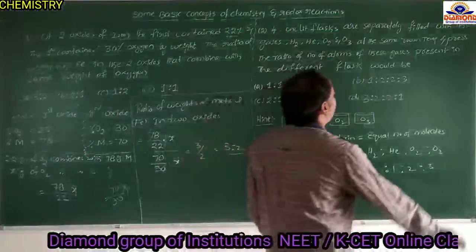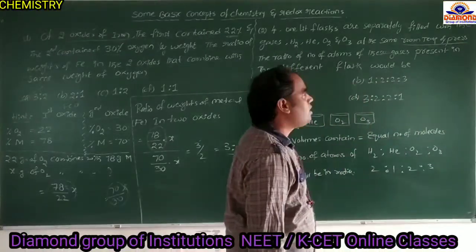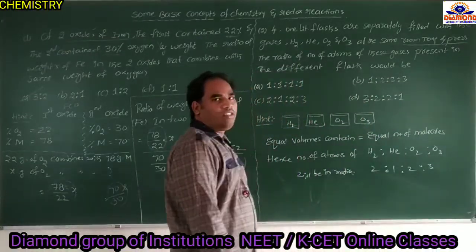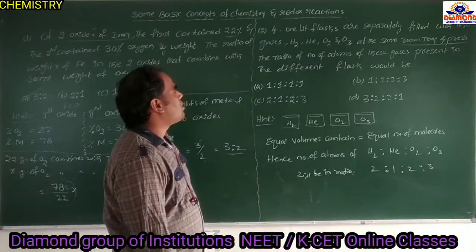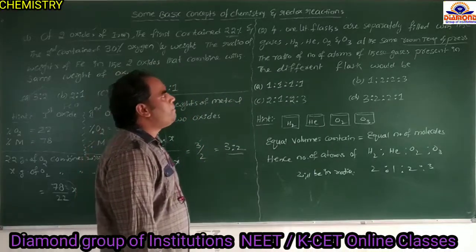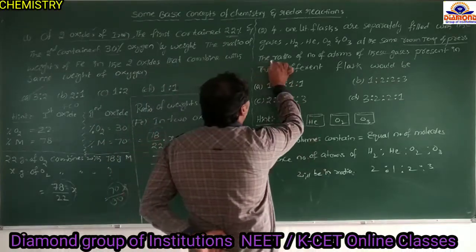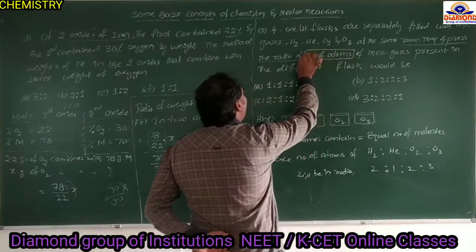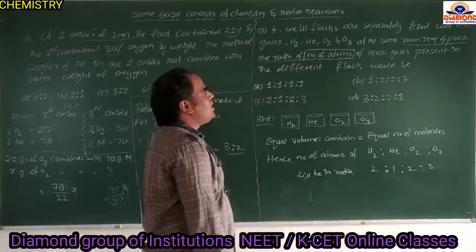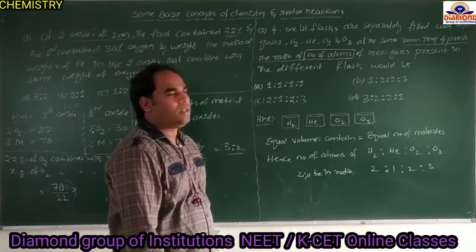Here room temperature and pressure is same. At the same room temperature and pressure, these 4 gases are filled in 4 different 1 liter flasks. Next, the ratio of number of atoms. So based on this information, we are going to find out the ratio of number of atoms of these gases present in different flasks would be what?